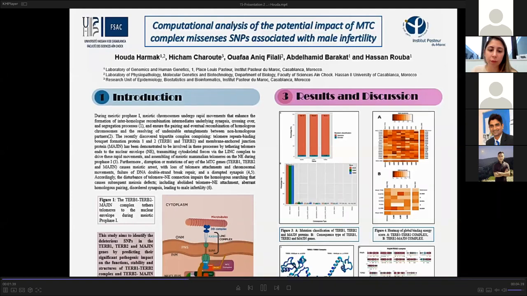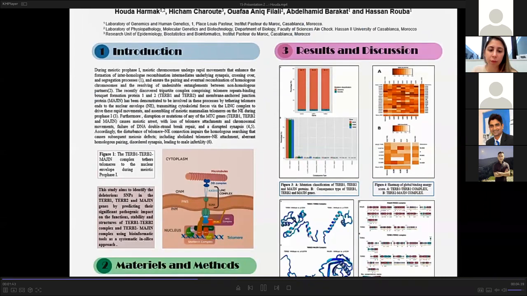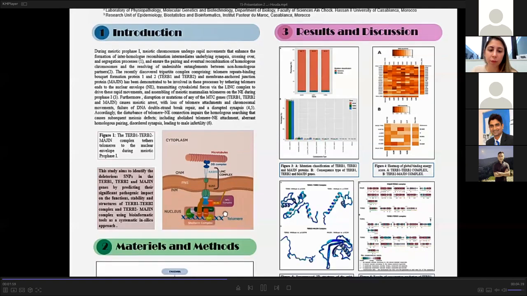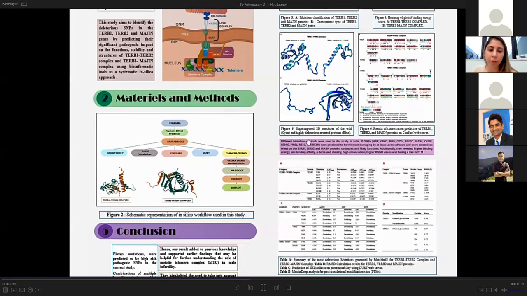This study aims to identify the deleterious SNPs in the TERB1, TERB2, and MAJIN genes by predicting the significant pathogenic impact on the function, stability, and structure of the TERB1, TERB2 complex using various bioinformatics tools as a systematic in silico approach, such as Variant Effect Predictor, MutaBind, MusiteDeep, MSD calculation, ConSurf, DUET, HADDOCK and PROTEUS web servers, and LEAK for protein-protein interaction.